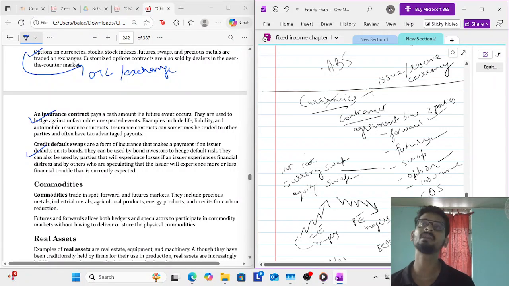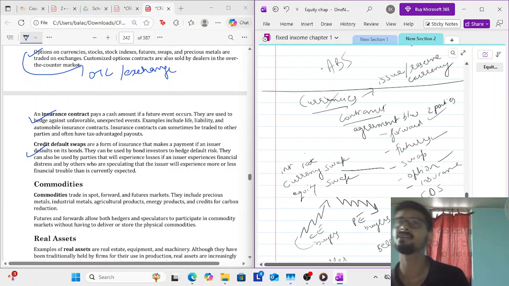Now options: we learned that you have the right but not the obligation. And we talked about the call option and put option. Call option means you are bullish, put option means you are bearish. If you are writing it, it is opposite. If you are writing a call option, it means you are bearish, and if you are writing a put option, you are bullish. There is much more depth to it, but I'm not going into it. Writers are actually smart, because they are taking unlimited risk here while buyers have limited risk.